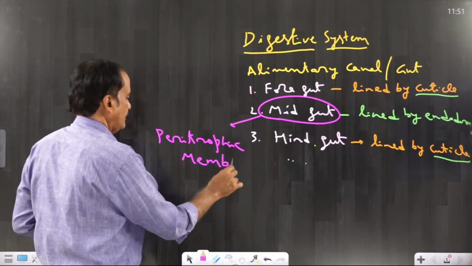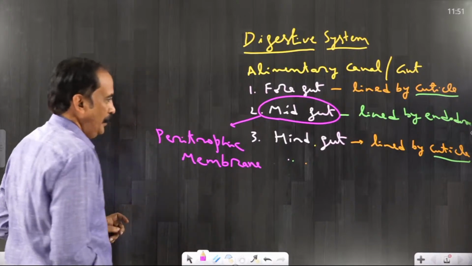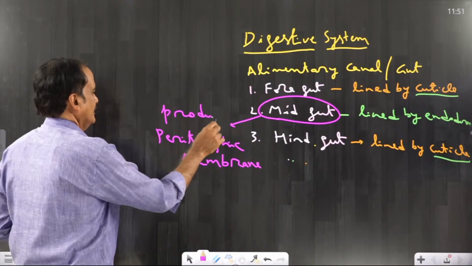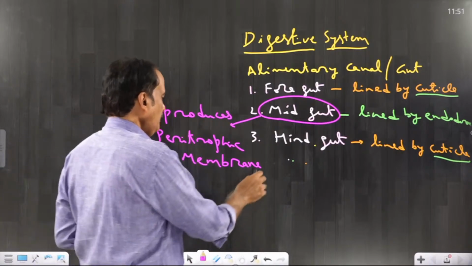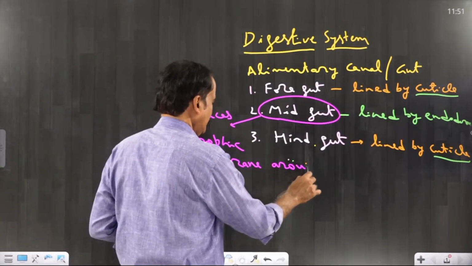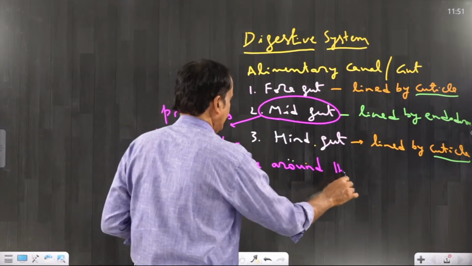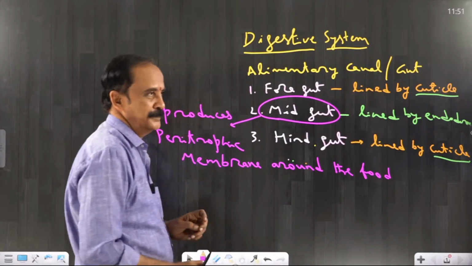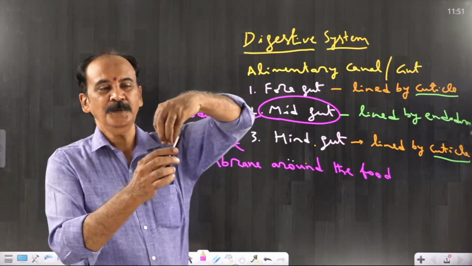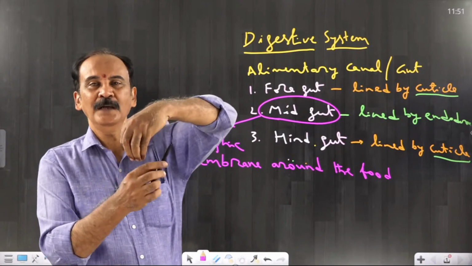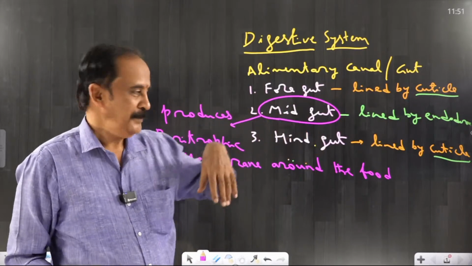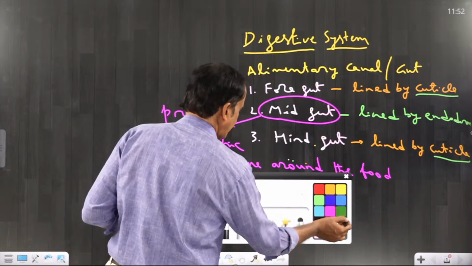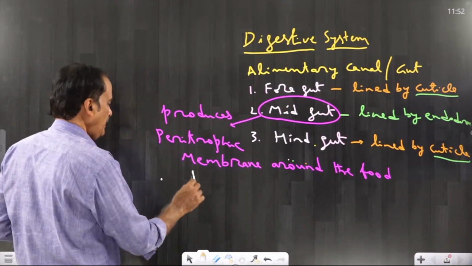Midgut produces peritrophic membrane around the food material. As soon as the food material comes from foregut to midgut, that food material is surrounded by a membrane all around called as peritrophic membrane. This is a porous membrane.